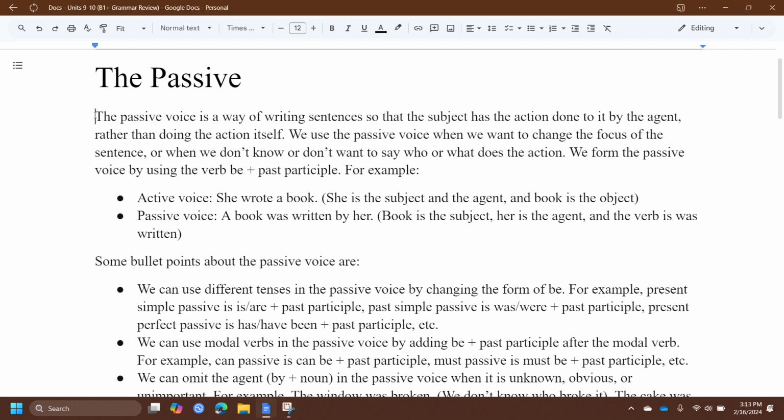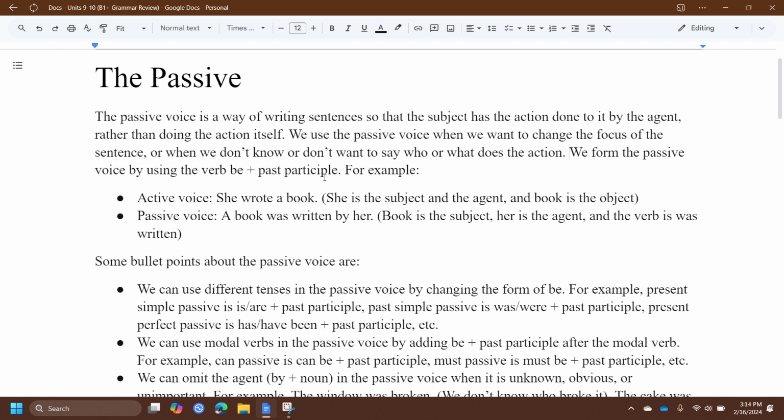Okay, so the passive voice, guys, is a way of writing sentences where the subject has the action done to it by the agent rather than doing the action itself. This means the main focus will be on the action, or at least the receiver, which is going to be the subject. The agent, who is the doer of the action, is not that much focused on. We use the passive voice also when we want to change the focus of the sentence, or when we don't know or don't want to say who or what does the action.